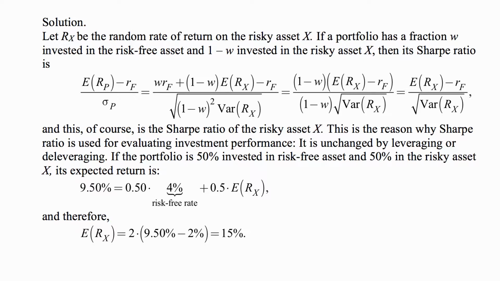Now, if the portfolio is 50% invested in the risk-free asset and 50% in the risky asset X, its expected return is 0.5 times the risk-free rate plus 0.5 times the expected return of the risky asset X. But we know it to be 9.50%. This is an equation in which only one thing is unknown. That's E of Rx. So E of Rx is calculated as 2 times 9.50% minus 2%. 2% is 0.5 times 4%, the risk-free rate. And 2 comes from having to multiply both sides by 2 to get rid of 0.5 in front of E of Rx. So this is 15%.